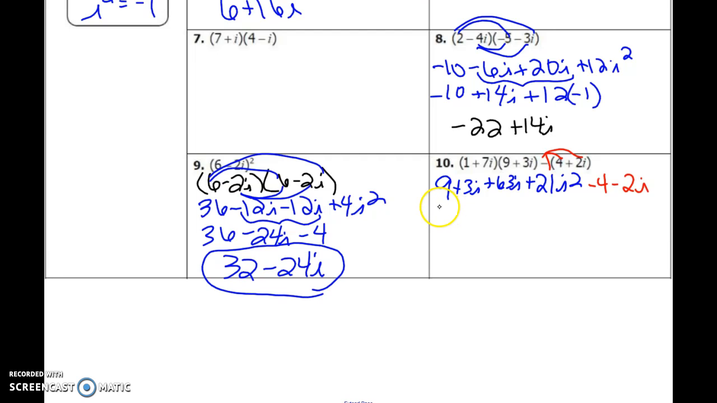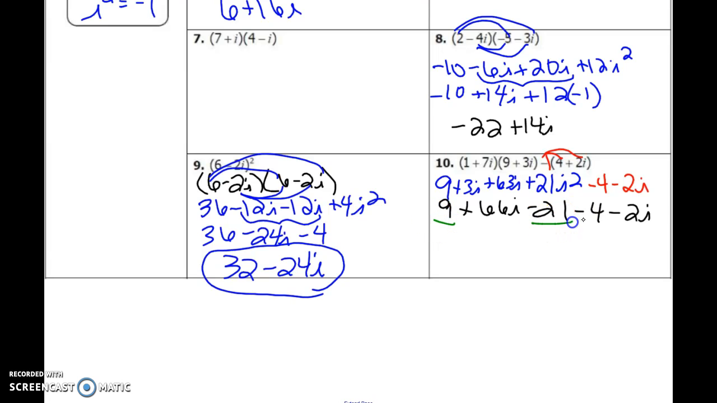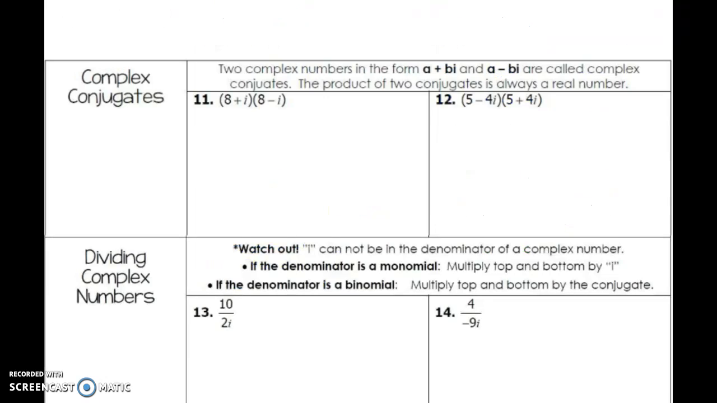Let's simplify. I'm going to simplify here first. 9 plus 66i, 21 times negative 1, minus 21. i squared is just negative 1, remember? Minus 4 minus 2i. Combine like terms. So we have a 9, a minus 21, and a minus 4. So that'd be negative 25. 9 minus 25, negative 16. And then we've got 66i minus 2i, plus 64i.